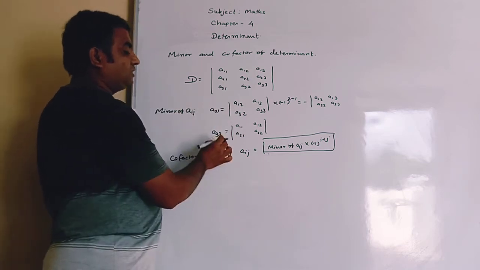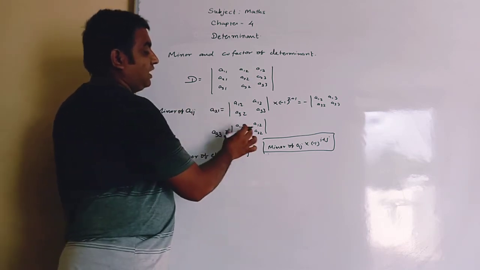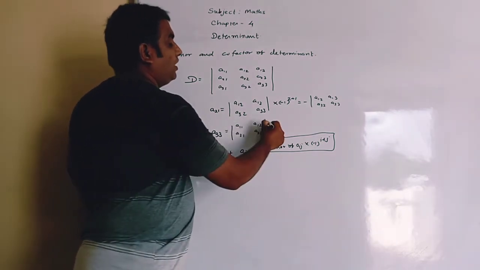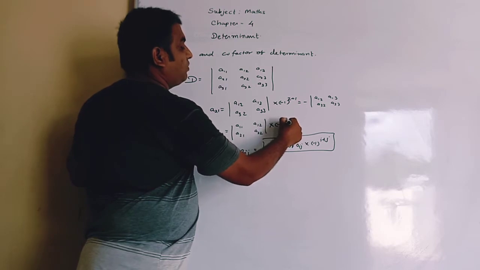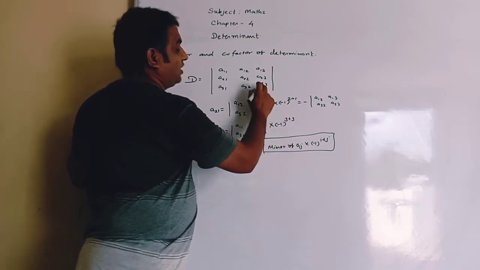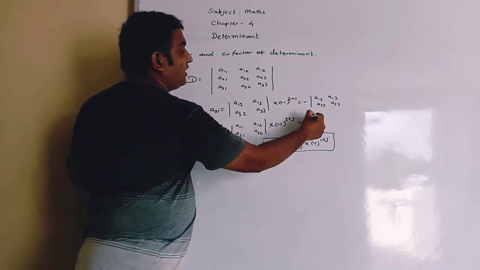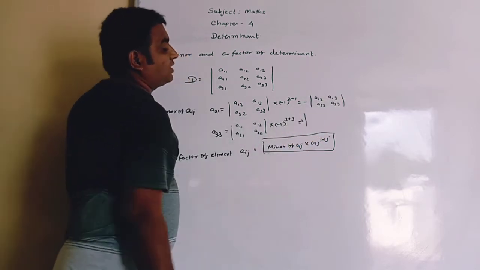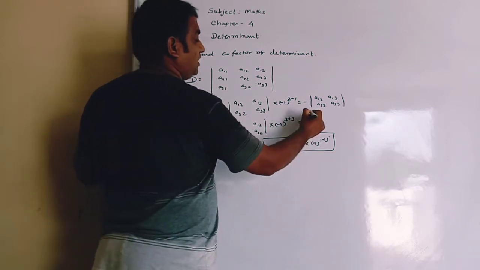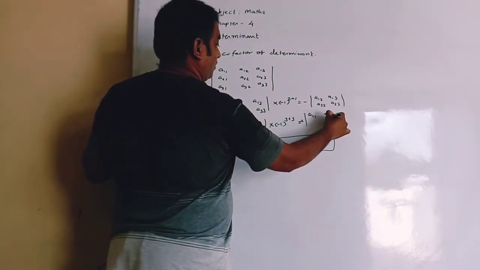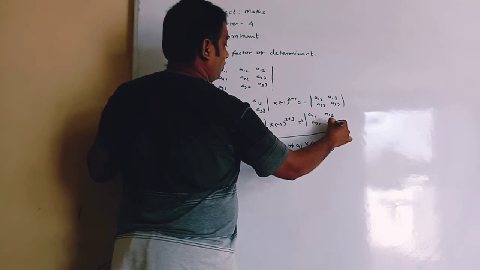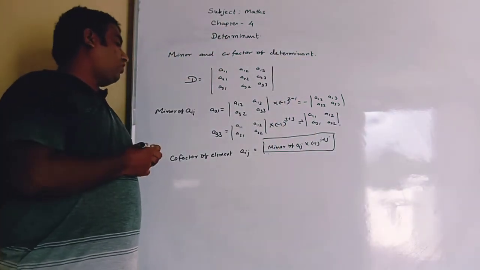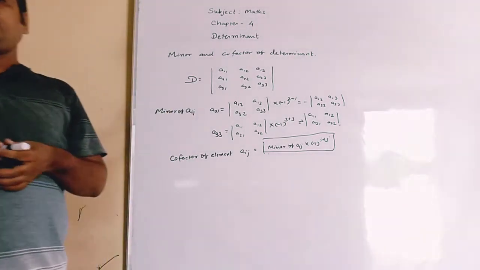In the same way, if we want the cofactor of a33, the minor is a11, a12, a21, a22, multiplied by minus 1 raised to 3 plus 3. Here we get plus, because minus 1 raised to an even power is plus. So it is plus the determinant a11, a12, a21, a22. This is called the cofactor of a33.